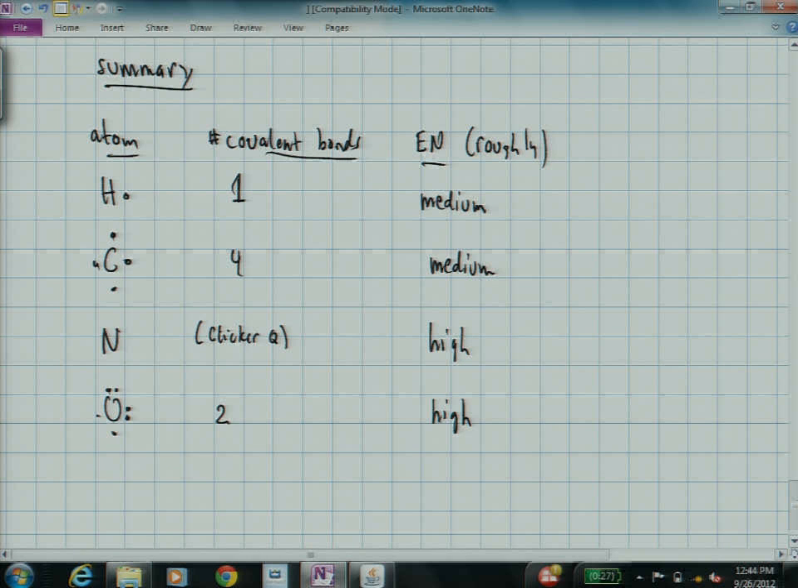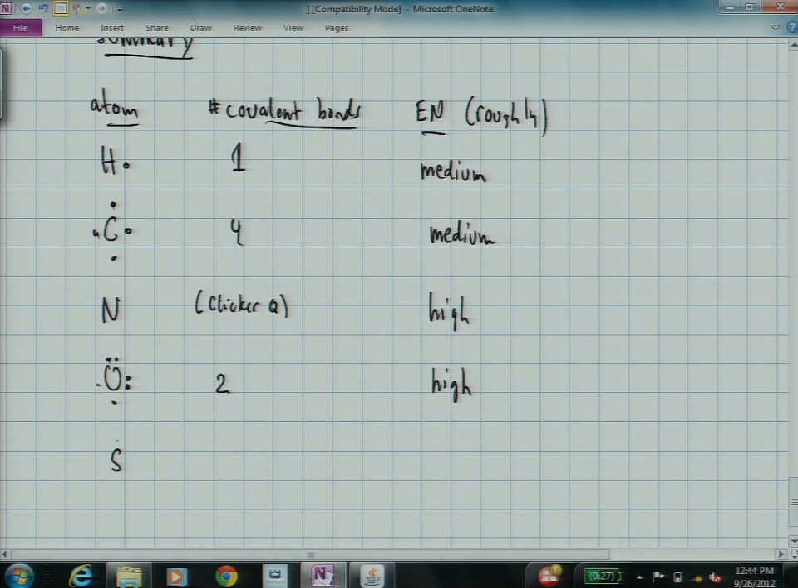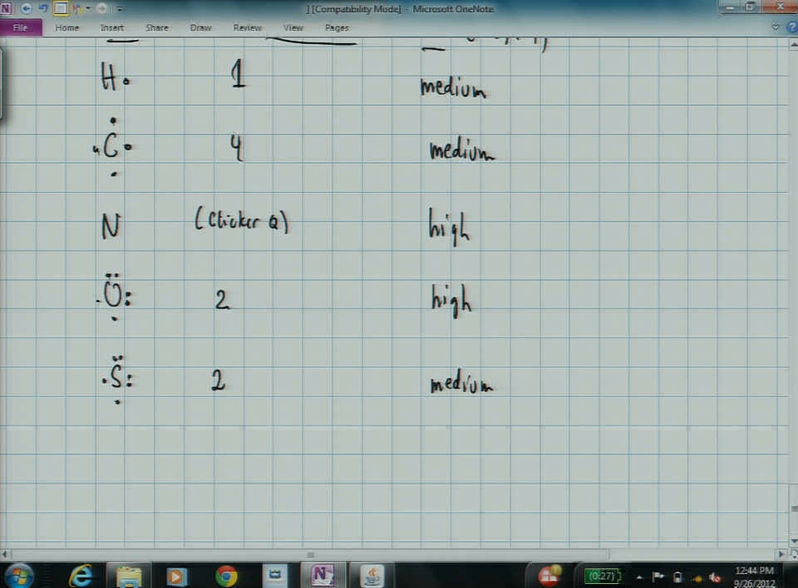And then there's 2 sort of strange things. So sulfur actually looks the same as oxygen. They're in the same group of the periodic table. It makes 2, and it has a medium electronegativity. And phosphorus is in the same row as sulfur. It turns out to make 5 covalent bonds, and the reason for that I'll explain in just a second, and it's medium.